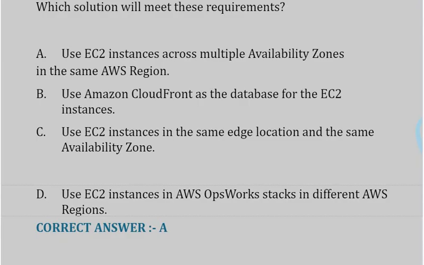Option A: Use EC2 instances across multiple Availability Zones in the same AWS Region. Option B: Use Amazon CloudFront as the database for the EC2 instances. Option C: Use EC2 instances in the same edge location and the same Availability Zone. Option D: Use EC2 instances in AWS OpsWorks stacks in different AWS Regions. Correct answer is Option A.